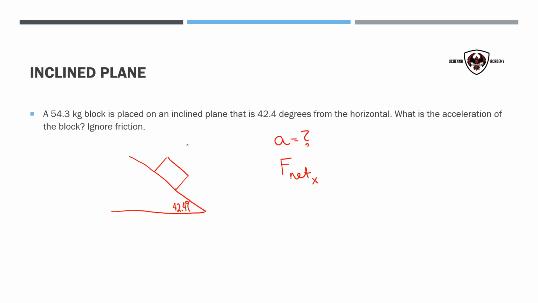And here I'm going to call this my x direction, and this is my y direction. I'm going to put it on an angle because I want to level it to the object here, this object that I'm talking about. And it's really mass times acceleration. I know the mass, I'm given the mass. So I really just need to figure out the force in the x direction.